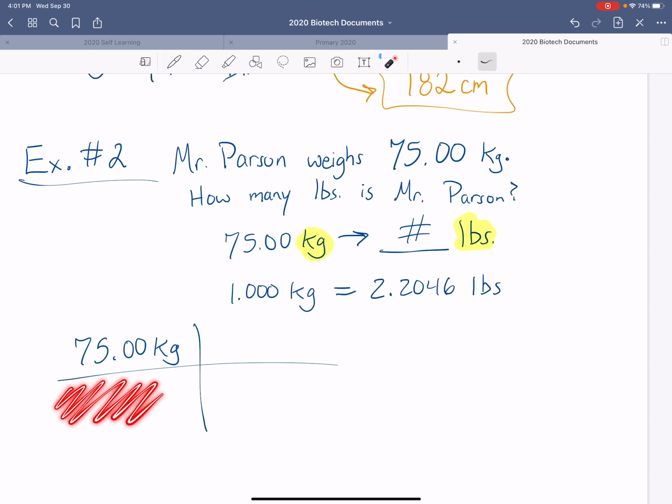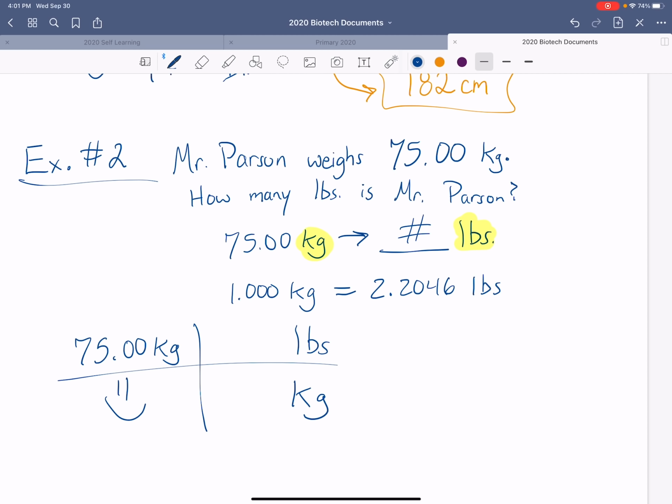Underneath this, we really don't want to put anything, so I'm going to be putting my placeholder, my smiley face. And over here, remember that I want kilograms to go away. I want this unit to cancel out. In order to make that work, I need to copy that same unit down here. So kilograms will go down below, and the unit I'm heading towards will go on top.